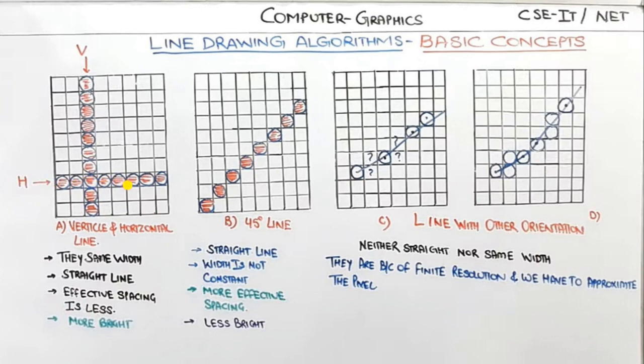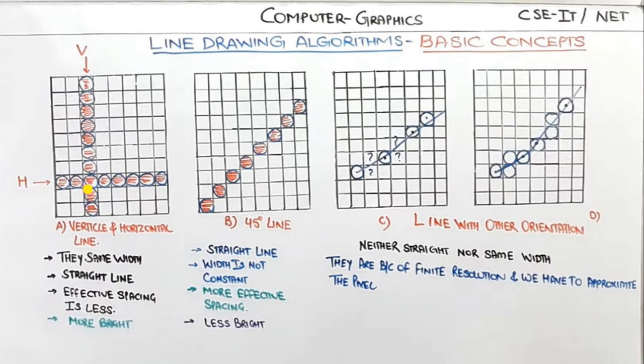Here the pixels are in the form of width. We should better say they are horizontal. So these pixels are horizontal, and these pixels are vertical. The first one we call the vertical and horizontal line. Here I have written some four points. Let's discuss them. They have the same width. Here we have to understand what width means. These all are the pixels.